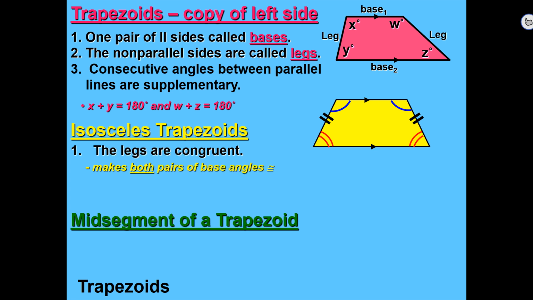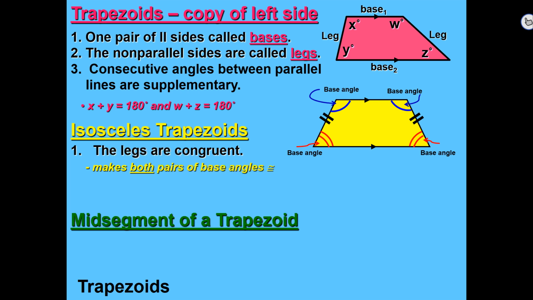So that would also mean we have congruent base angles on base 1 as well. So we've got two sets of congruent base angles. And because it's a trapezoid, we still know that the consecutive angles between the two parallel lines are still supplementary. So we've got base angles on the top and base angles on the bottom there.